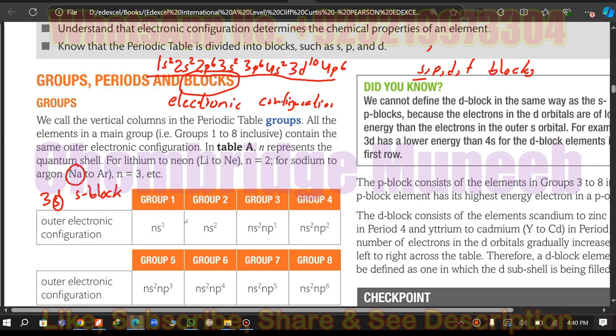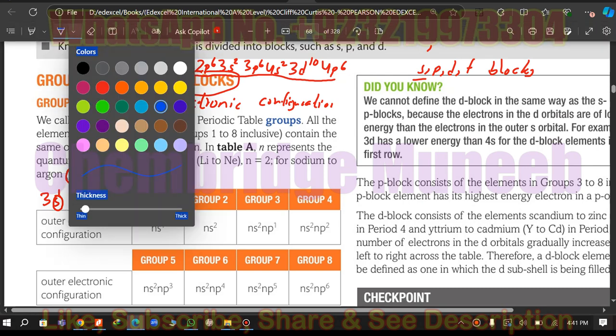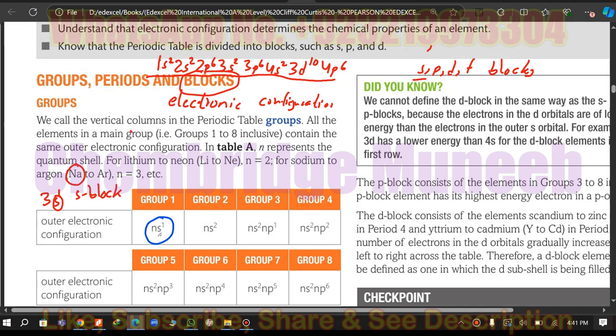Is it clear? So for all the elements in group number 1, the electronic configuration will end at ns1, where n represents the period number or quantum shell number. It can be 1s1, 2s1, 3s1, but it terminates at s1, so the block of this element will be the s block. Same goes for elements of group 2. Their electronic configuration ends at s2, so they also belong to the s block.